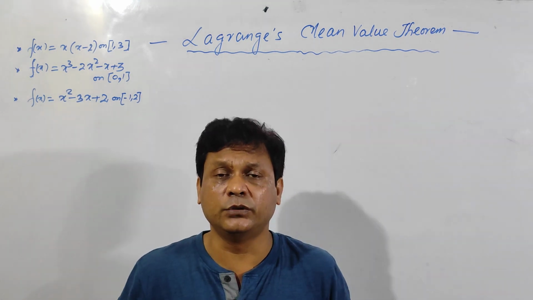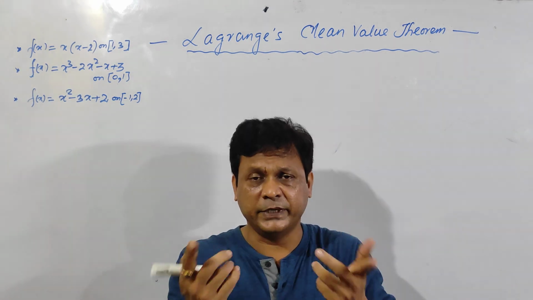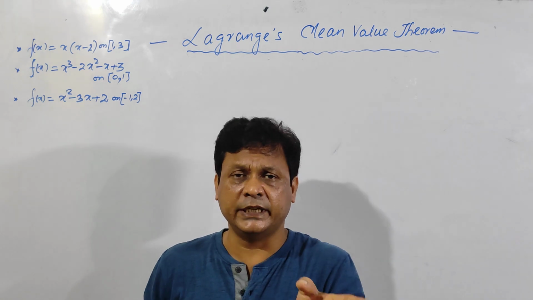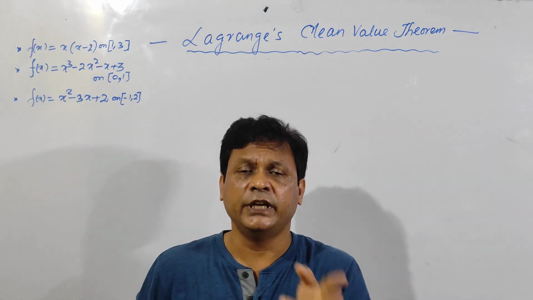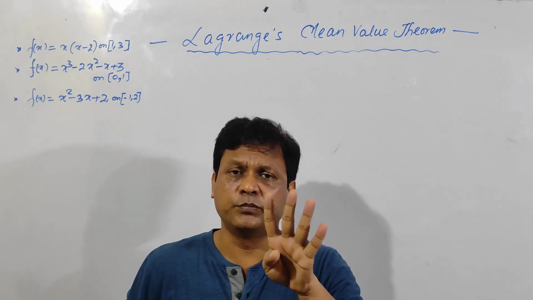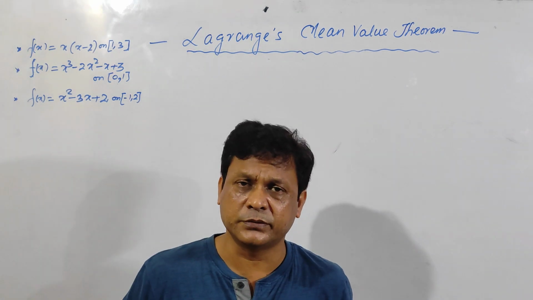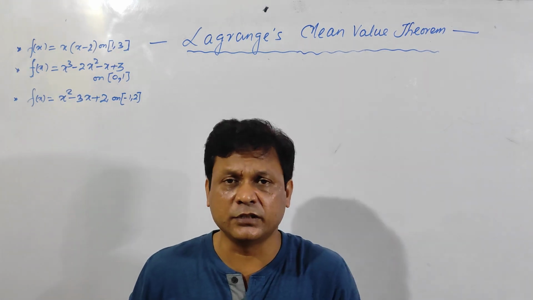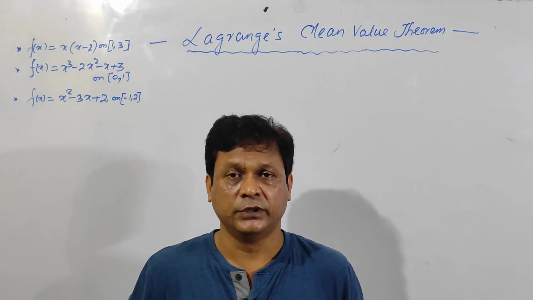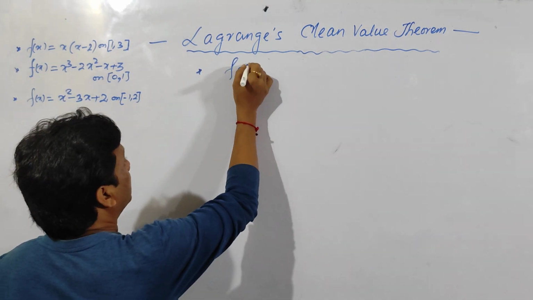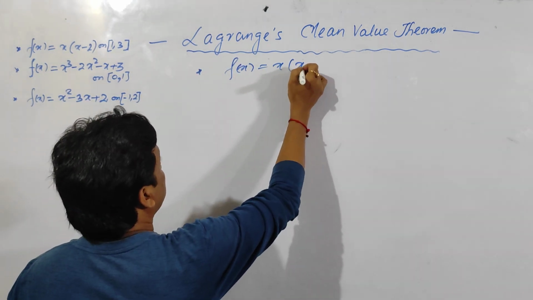And already I have told you the sum: F is continuous, G is continuous, then F plus G, F minus G, F into G, F by G. That means the sum, difference, product and quotient of continuous functions is also continuous. And the sum, difference, product and quotient of differentiable functions is also differentiable. Clear? See here. Here the first question is that f of x is equal to x into x minus 2.